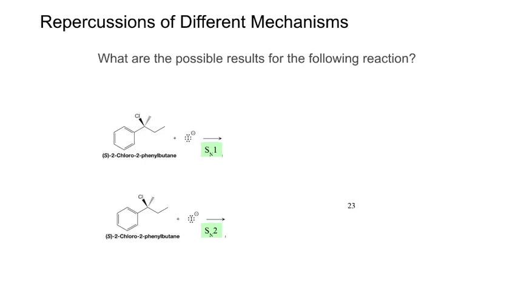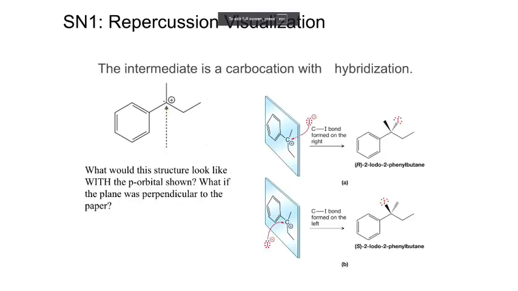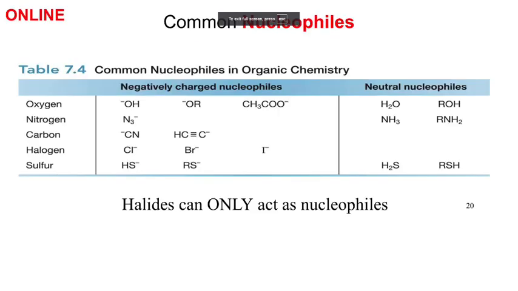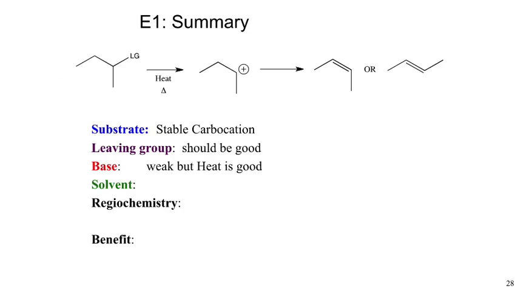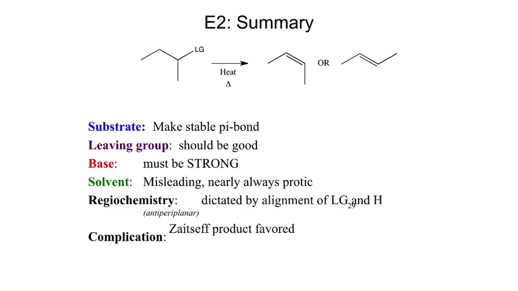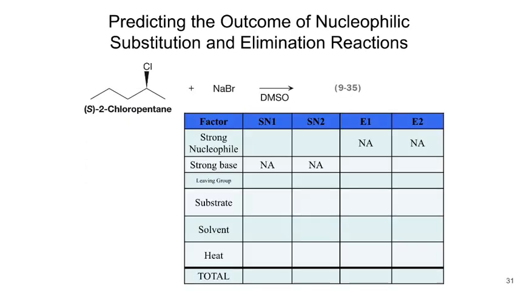I already forgot what I was going to say. Oh well. Those summaries, where are those summaries? This. Okay? Where you would look at your substrate, your leaving group, your nucleophile, your solvent. Look, they're all listed here.